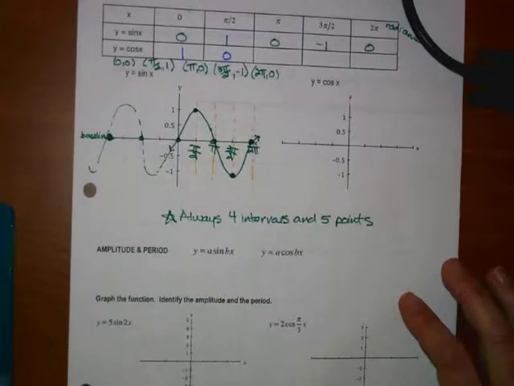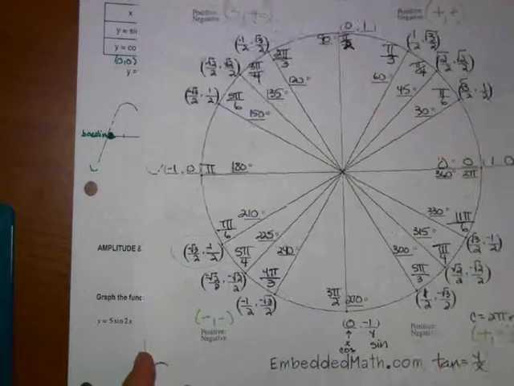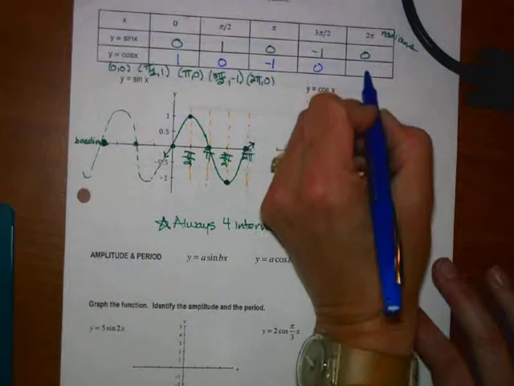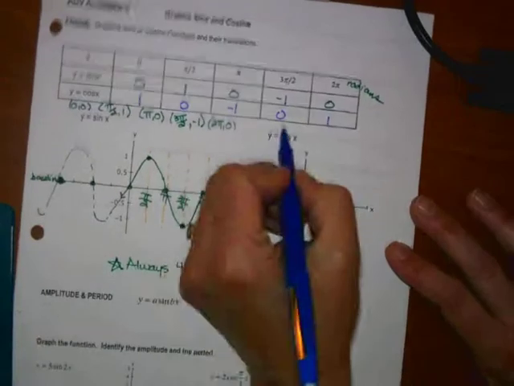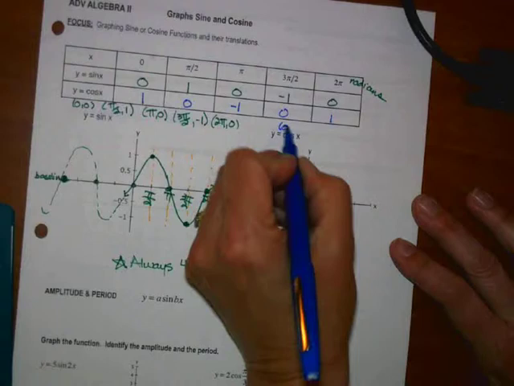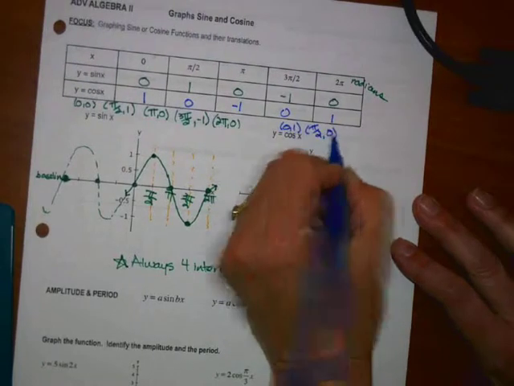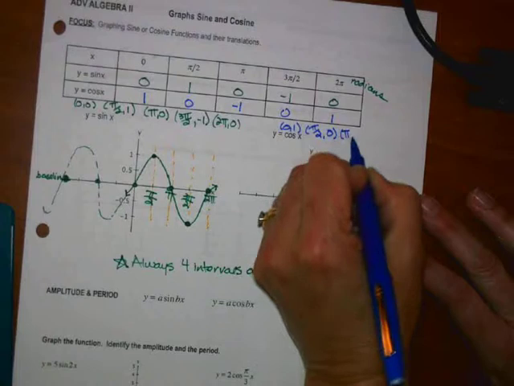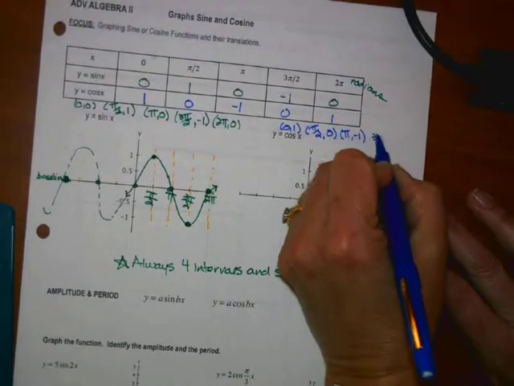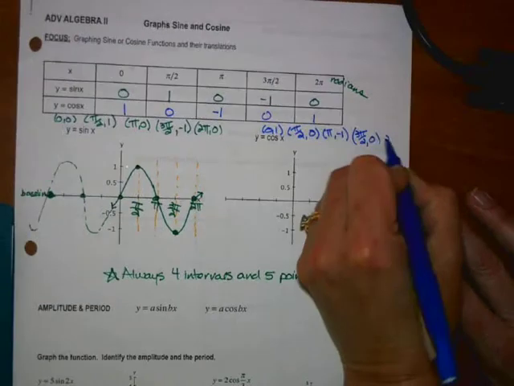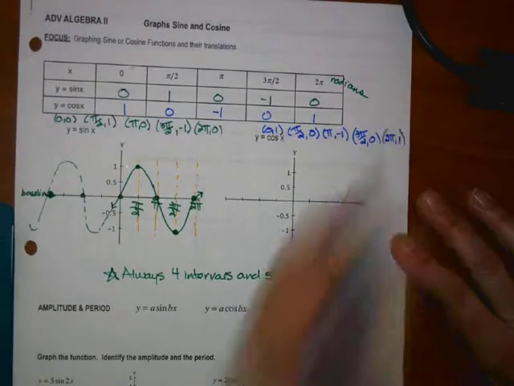At pi, what is the x coordinate at pi? Negative 1. And at 2 pi, what's the x coordinate? 1. So I'm just going to list those ordered pairs. 0, 1. You don't have to, but we have enough time that I'm going to do it. And 2 pi and 1. Okay.